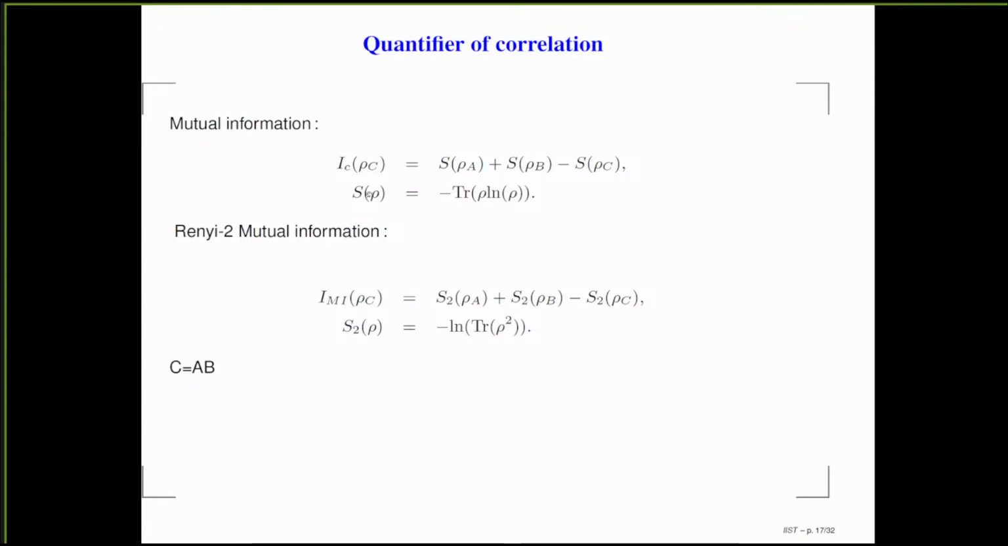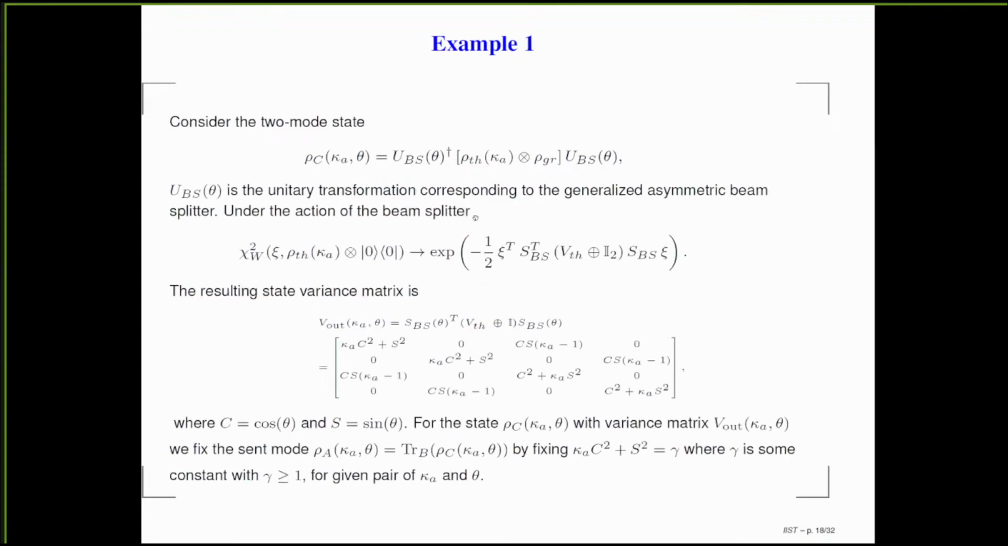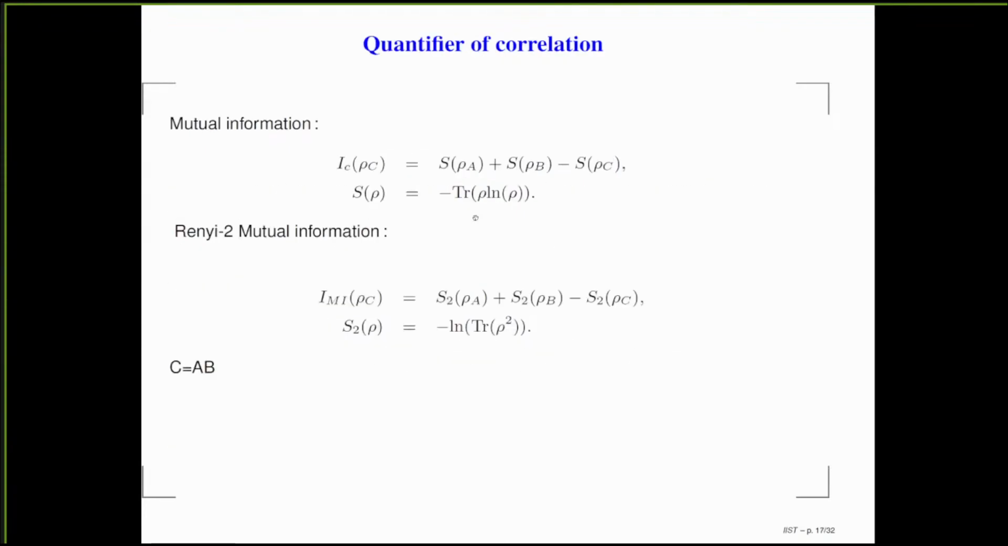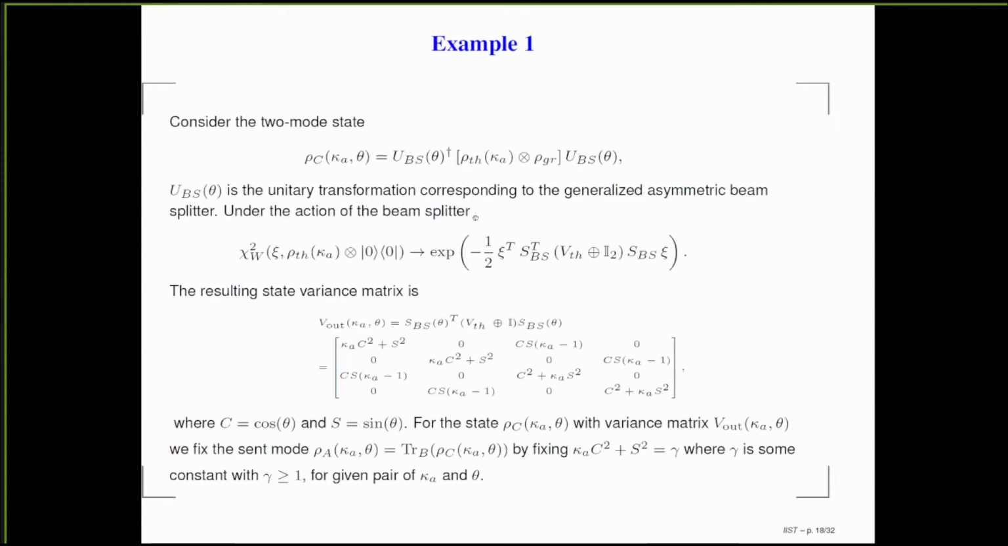You can extend this: instead of the one-dimensional entropy, you could use, for instance, the Renyi entropy, and you get the Renyi-2 mutual information. We will use these two definitions in our work for the simple reason that for Gaussian states these are easily calculable. Now what we are going to do is consider examples.